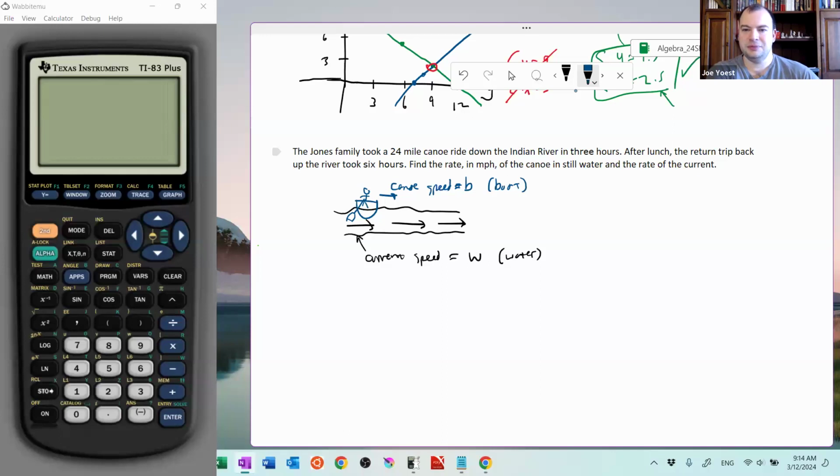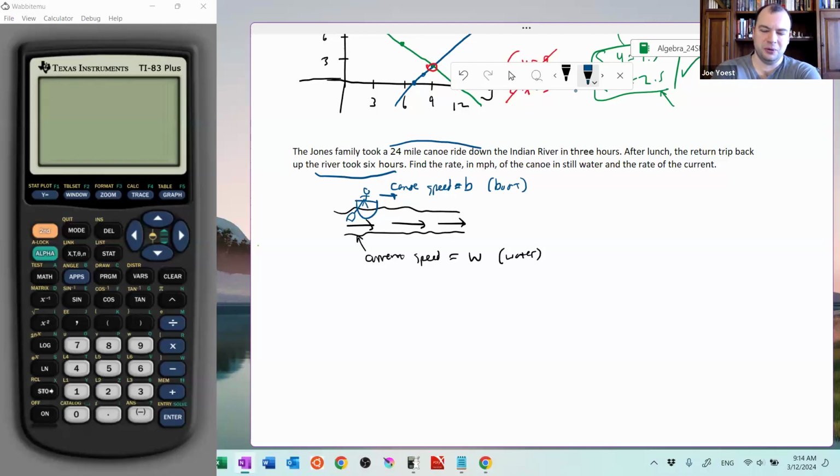Okay, so they traveled down the river in 3 hours and then back up the river in 6 hours. Now, an implicit assumption we're making here is that the current speed stays the same, that the speed of the water doesn't change, and also that the speed of the canoe doesn't change. I mean, after 9 hours of paddling, that might not be super true, right? But we're coming up with a model here.